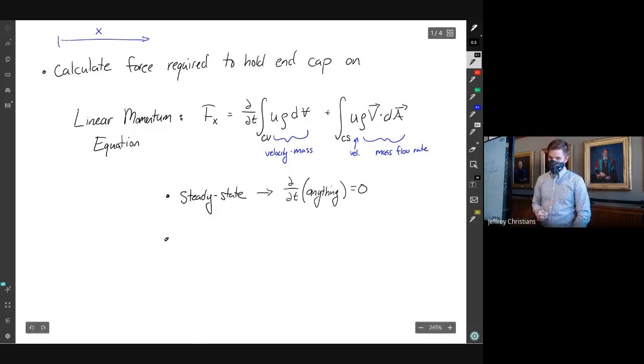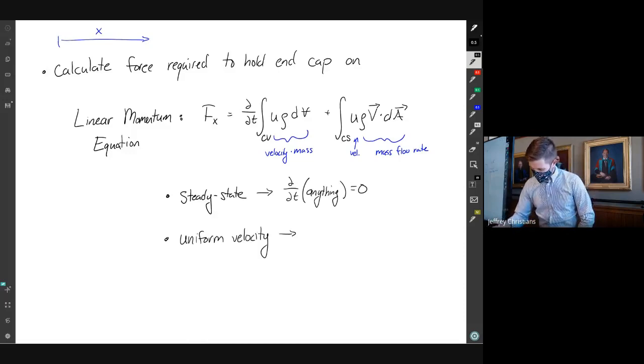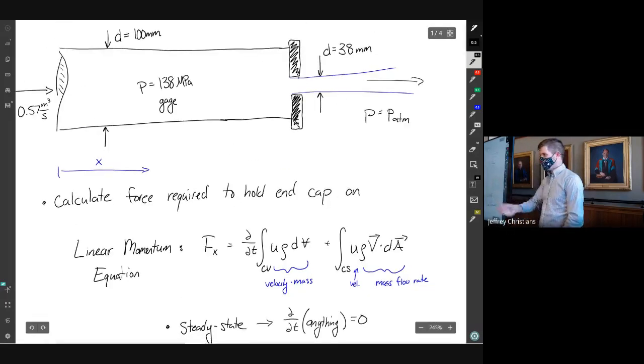The second simplification that we're going to make, again, not all of the time, but nearly all of the time, is uniform velocity. We have a lot of systems in the real world that are steady state. This system here, you could think of like you're just holding it and it's shooting out at the same velocity. That's a steady state process.